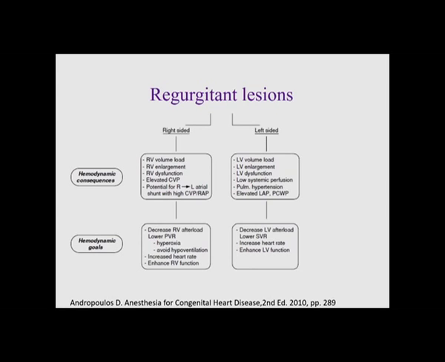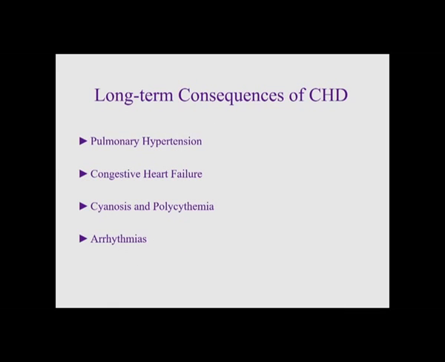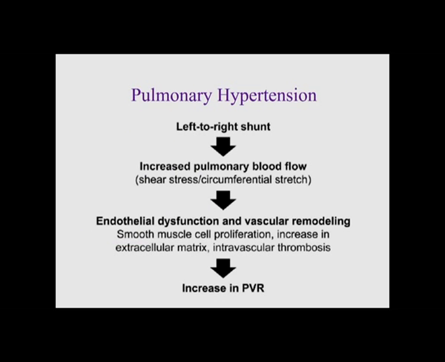And here again you see the hemodynamic consequences, whether it's on the right side or the left side, and the goals you should basically look for when you do anesthesia. Long consequences, and the scary part are the 4 topics that were discussed earlier, and I just briefly mention them again: pulmonary hypertension, congestive heart failure, cyanosis, and arrhythmias.